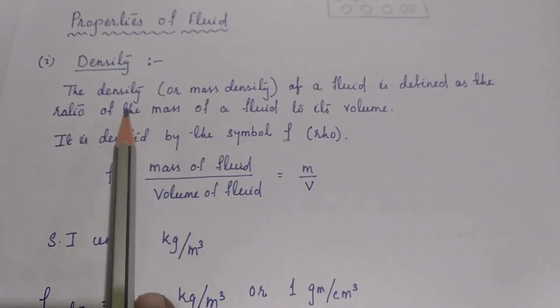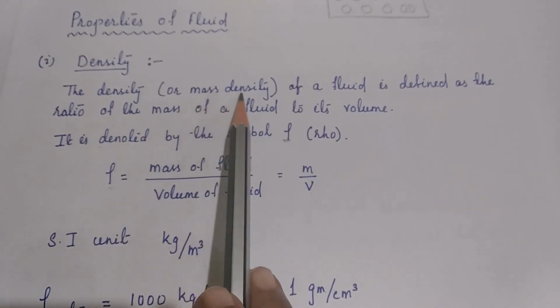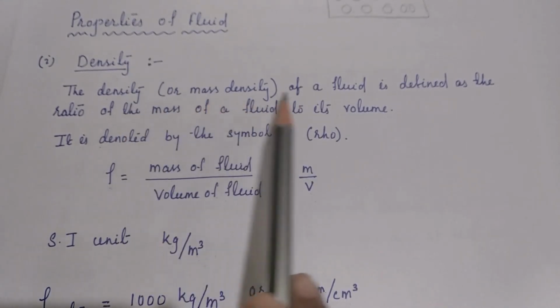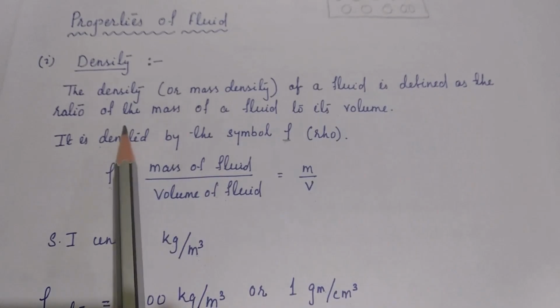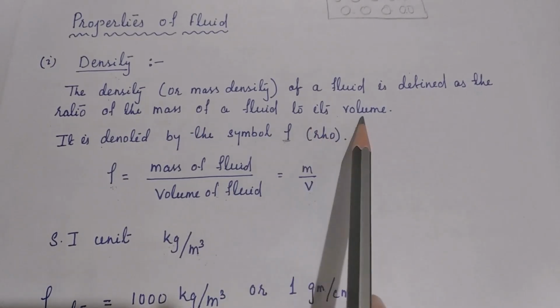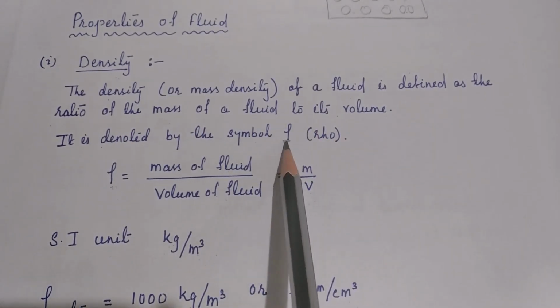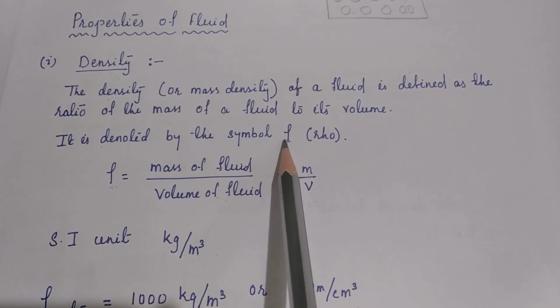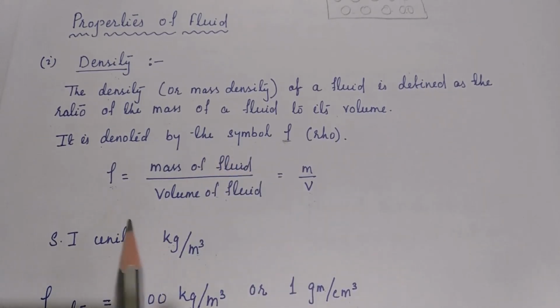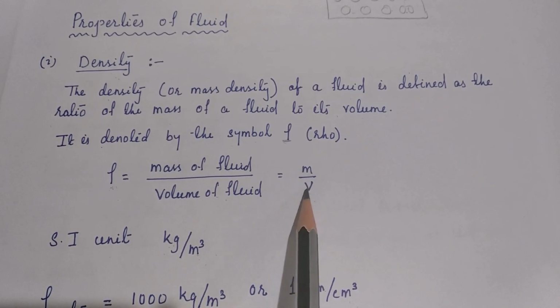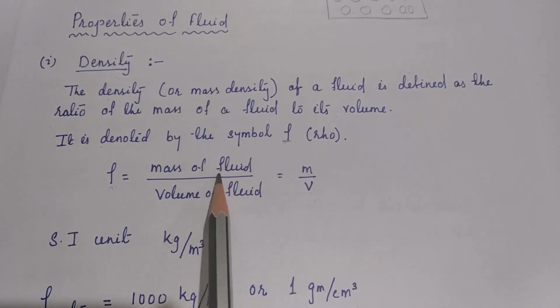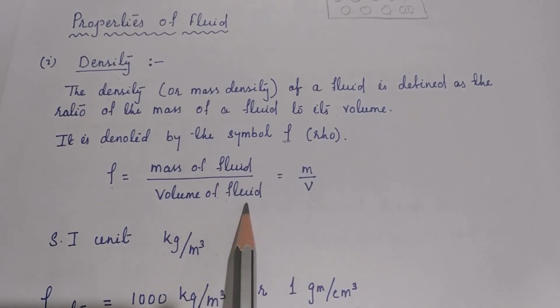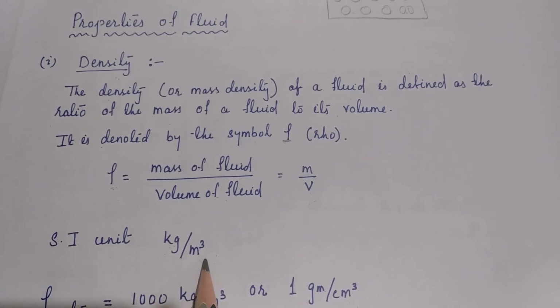So density, also known as mass density. The density of a fluid is defined as the ratio of the mass of a fluid to its volume. Density is denoted by the symbol rho. The mathematical expression is rho equal to m by v, where m is the mass of the fluid and v is the volume of the fluid. The SI unit of density is kg per meter cube.